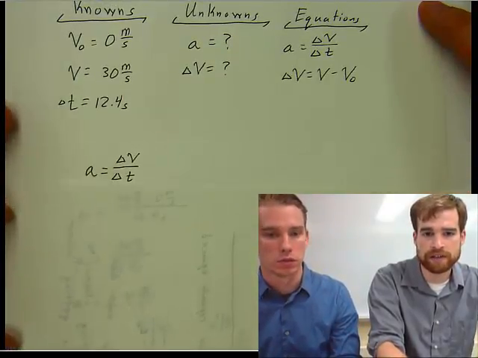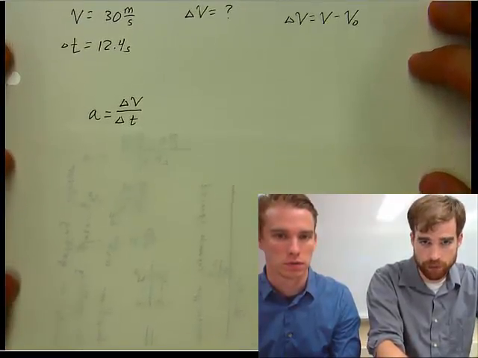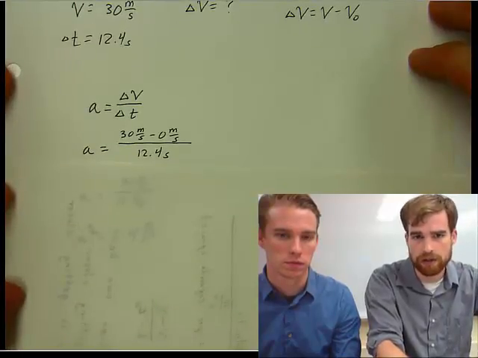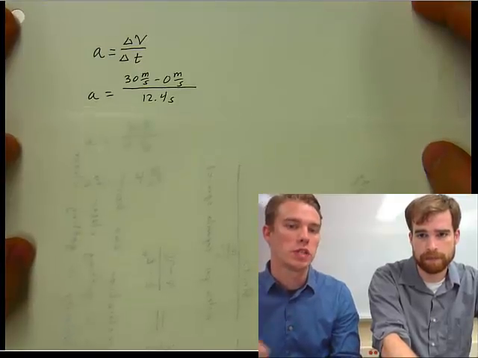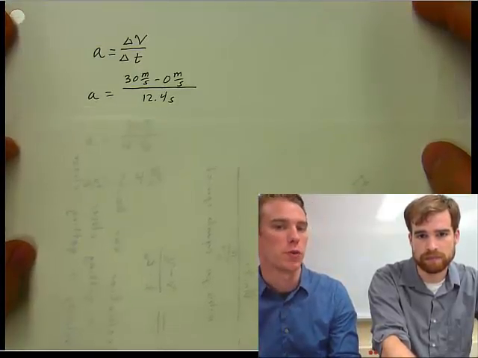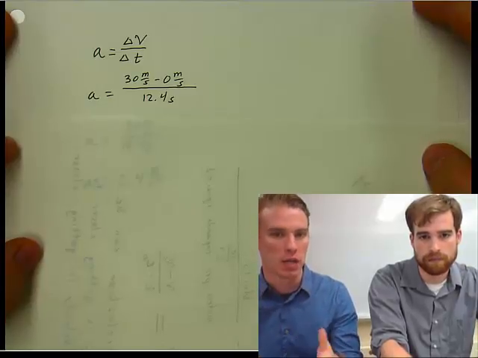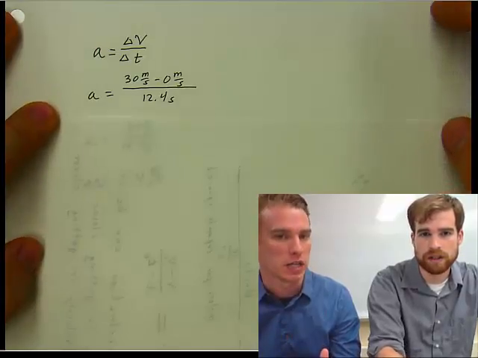So we know that delta V is plugged in here, so we can rewrite our equation. We can plug in what delta V is actually equal to, 30 minus 0, and then solve from there, divide by time. But you'll notice what we didn't do is just skip to 30 meters per second over 12.4 seconds. We showed that step, and then our next step actually shows what 30 meters per second minus 0 meters per second is in our solution.